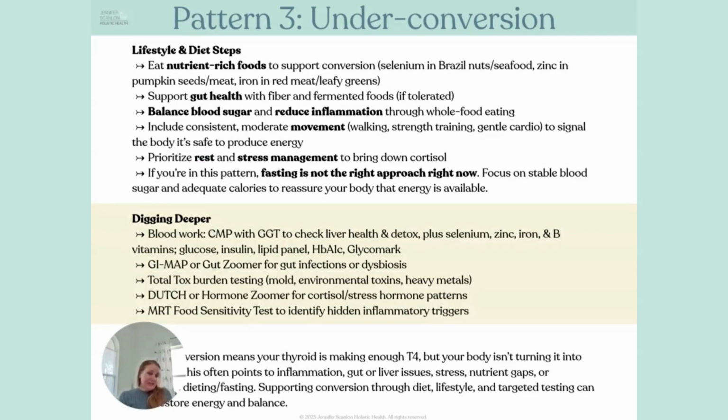Some lifestyle and diet support tips for underconversion. We want to eat a nutrient-rich diet that supports conversion. We need our selenium, we need our zinc, we need our iron, we need enough protein, and we need enough calories. We want to support our gut health with fiber and fermented foods if they are tolerated. If you have histamine issues, you may not be okay with fermented foods since a lot of them are high histamine. We also want to work on balancing our blood sugar, which helps reduce inflammation.